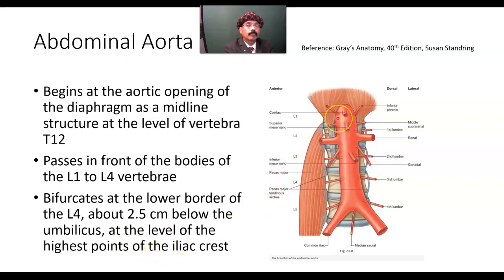We have the branches of the abdominal aorta: celiac trunk, superior mesenteric artery, inferior mesenteric artery, inferior phrenic artery here, and we have the middle suprarenal artery, renal artery here. This is the renal artery. These are the gonadal arteries, maybe testicular artery, maybe ovarian artery. This is the inferior mesenteric artery, superior mesenteric artery. These are the lumbar arteries, and this is the median sacral artery.